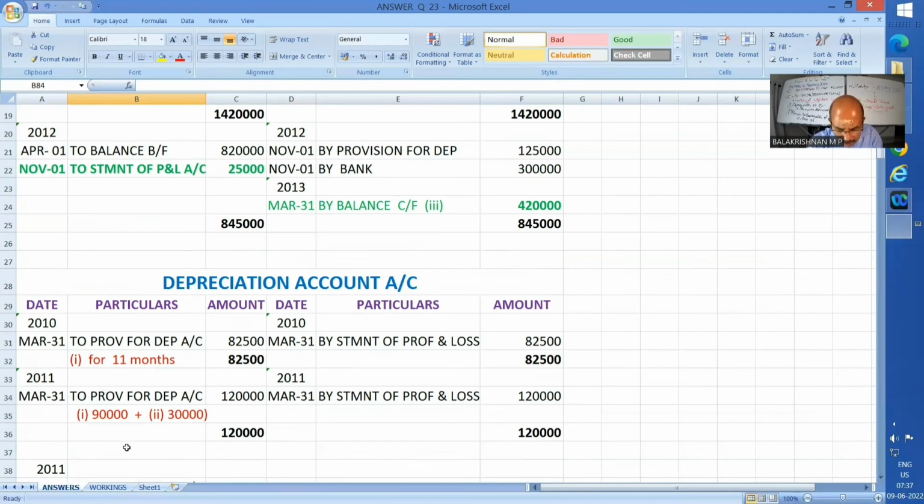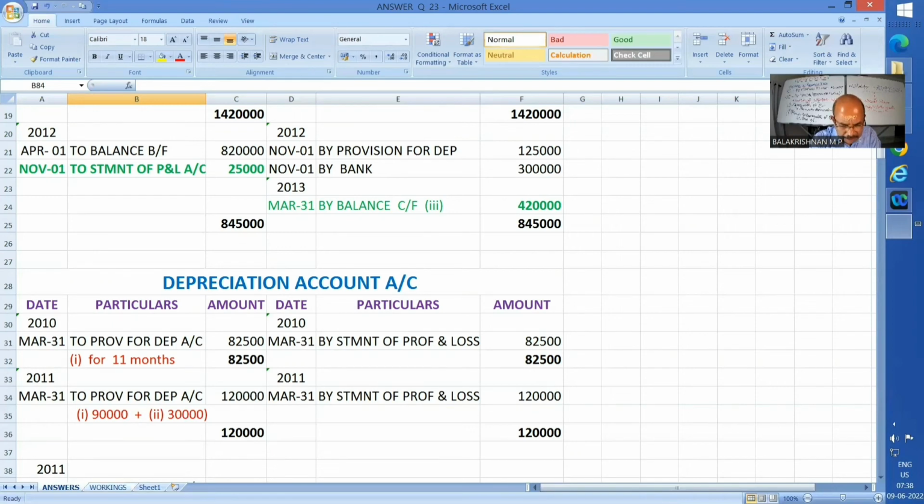2012-13. The first event what happened is on 1st November 2012. That means financial year 2012-13. The second machine was also sold off for rupees 3 lakhs. So let us deal this sale. What is the first thing to be done?